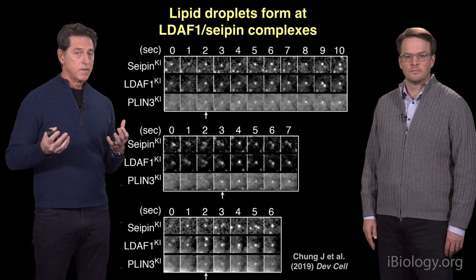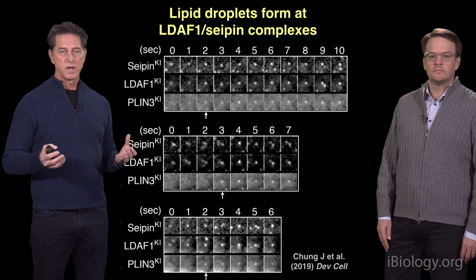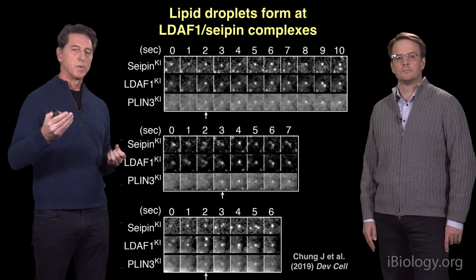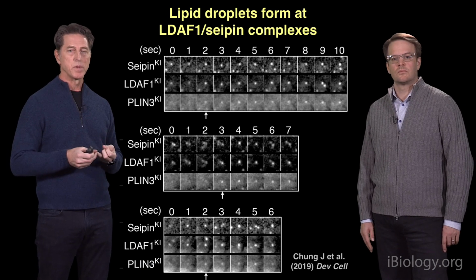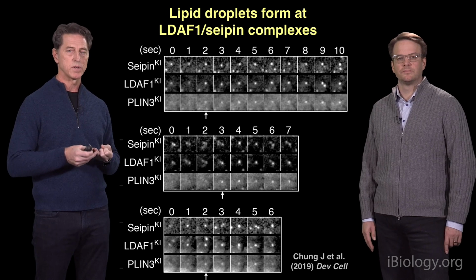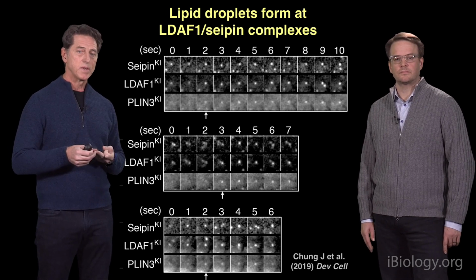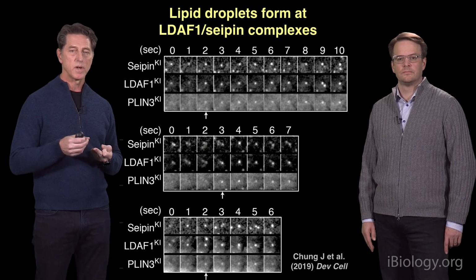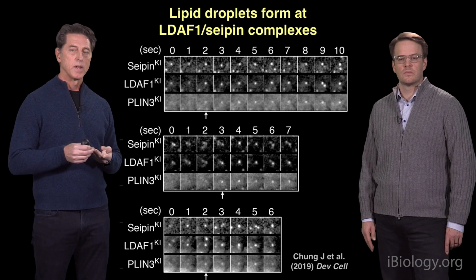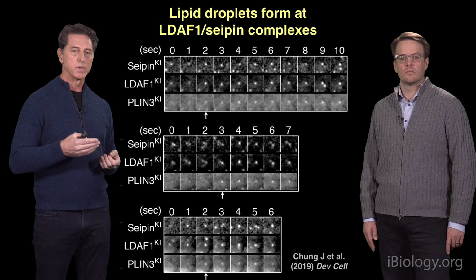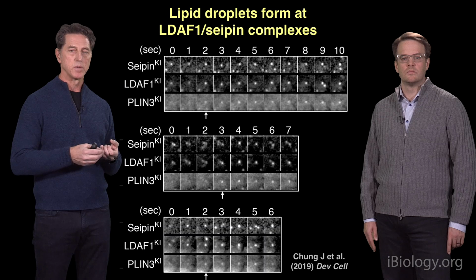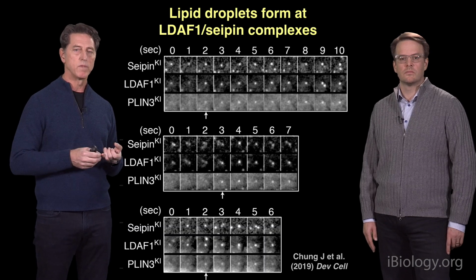We went on to study LDAF1 in the context of cells, and one of those experiments is shown here. In this experiment, LDAF1 and Seipin have been tagged using CRISPR technology at their endogenous locus with fluorescent proteins. In addition, we tagged PLIN3, which we have identified as one of the earliest detectors of a forming lipid droplet. And so shown in this slide are 3 examples of lipid droplets forming as detected by PLIN3 signal in the bottom row of these panels.